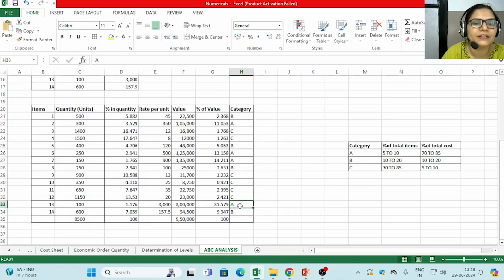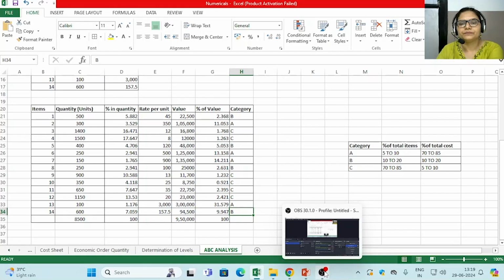An A category item is again item number 13, which has a high percentage in terms of value and a low percentage in terms of quantity. Similarly, the B category item has a lower percentage as compared to A items, but a higher percent of value than C category items, and has 7.05% in quantity. That's why it is categorized in B category items.